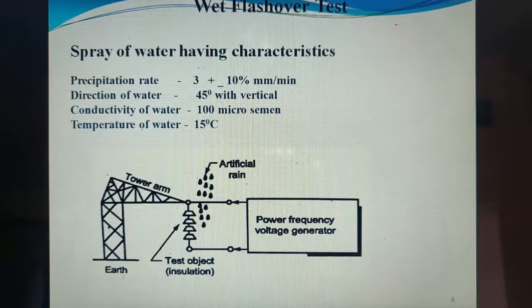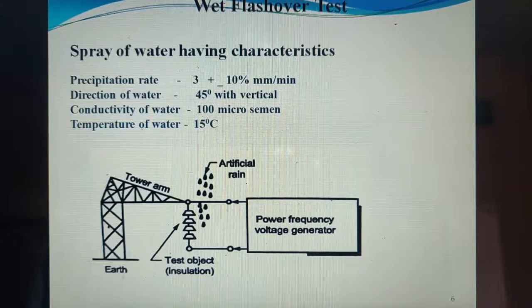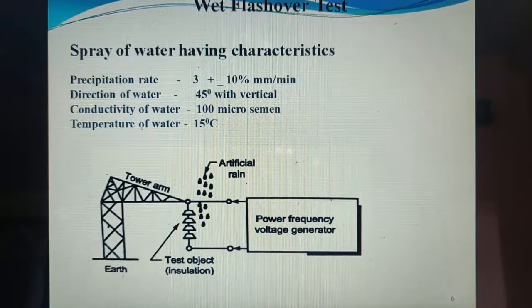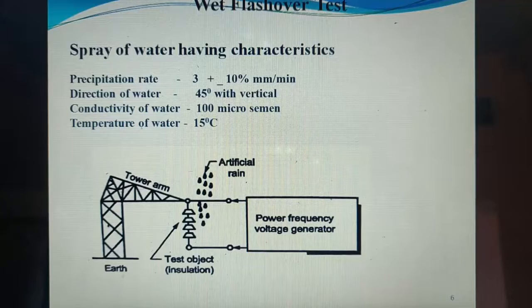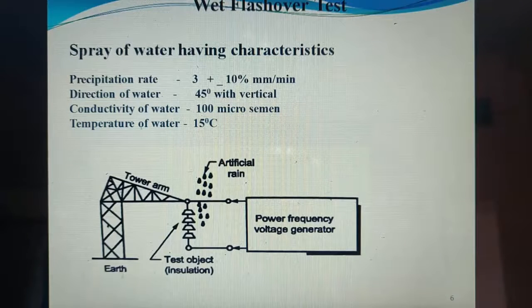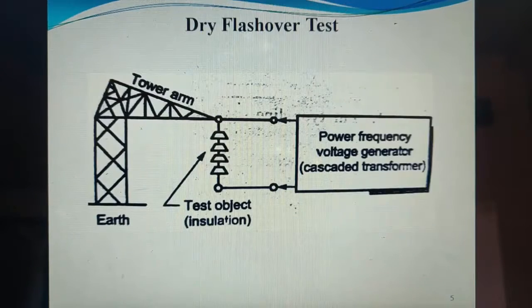Then the second is the wet and dry withstand test. The first test is the flashover test, both dry and wet. Then the second test is the dry and wet withstand test for 1 minute. In this case, the voltage specified in the relevant specification is applied under both dry and wet conditions.